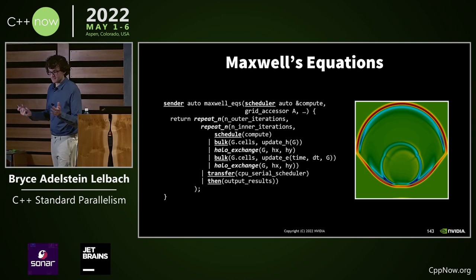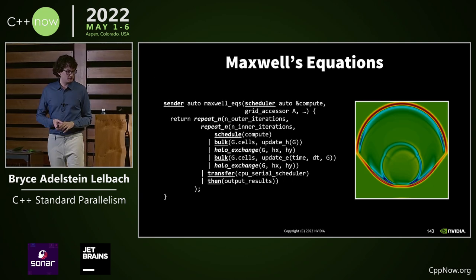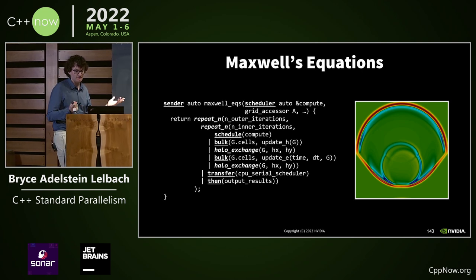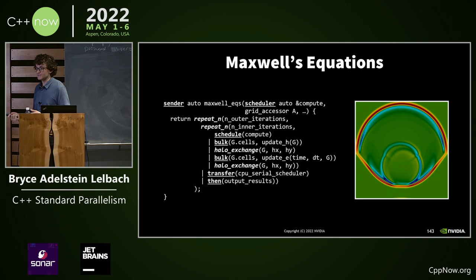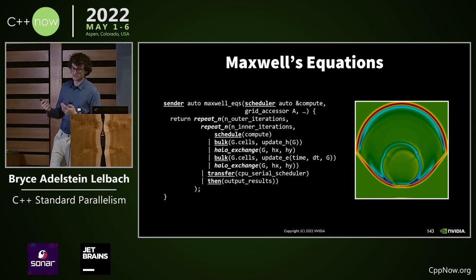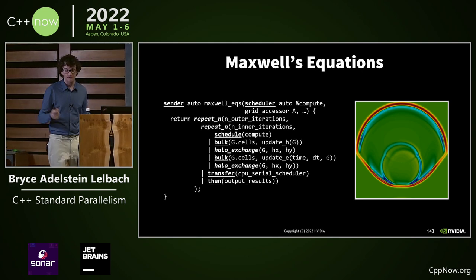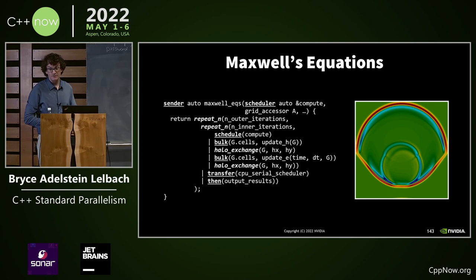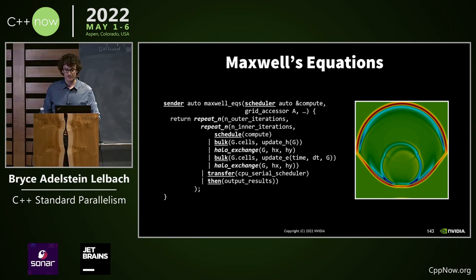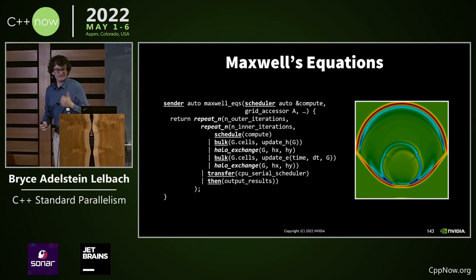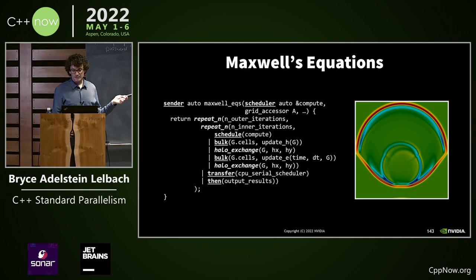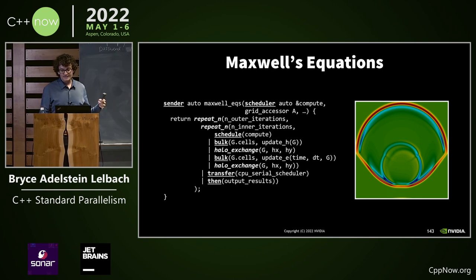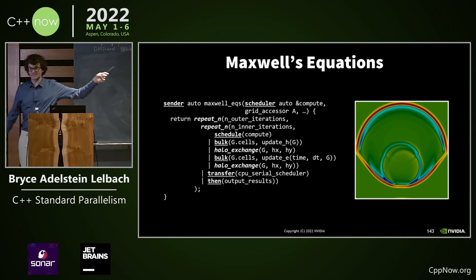So next, let me talk about a few example codes. We've developed at NVIDIA an implementation of senders and receivers that supports CPU schedulers, GPU schedulers, and distributed schedulers that run across multiple nodes. One of those distributed schedulers is an MPI scheduler, as you asked about earlier, Alfredo. This simple electromagnetic wave simulation solves Maxwell's equations on a uniform grid. This is the entire solver loop, which is expressed as a graph of senders.